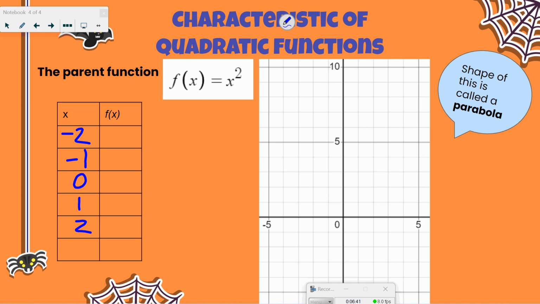That's what f of x means. So if I input -2 into my function, what would the output become? 4. What about if I input -1? What about if I input 0? What about if I input 1? And what about if I input 2? Great, so let's graph these points on our graph to see the characteristics and the shapes that we have going on.